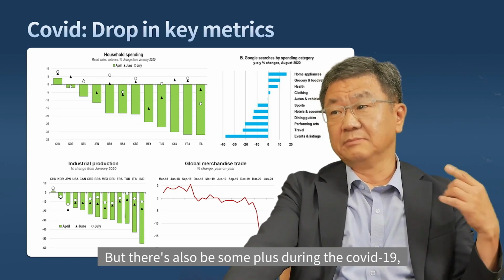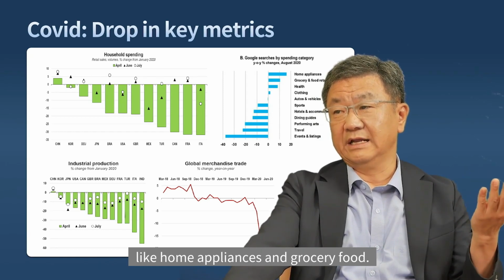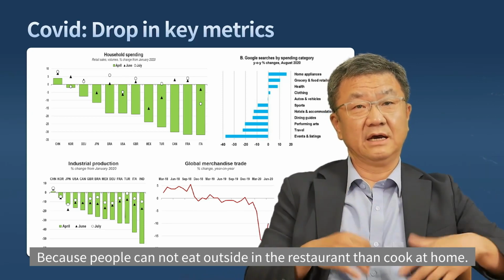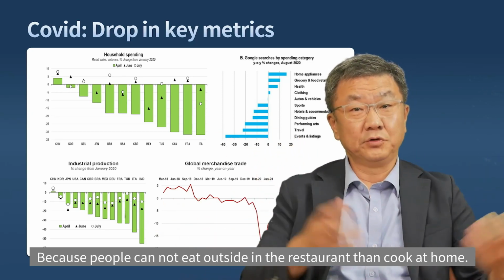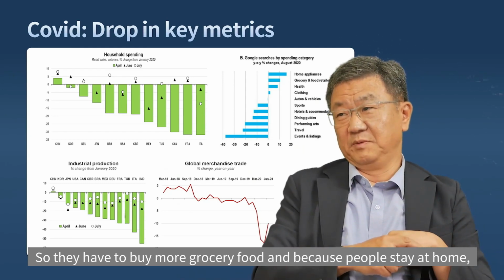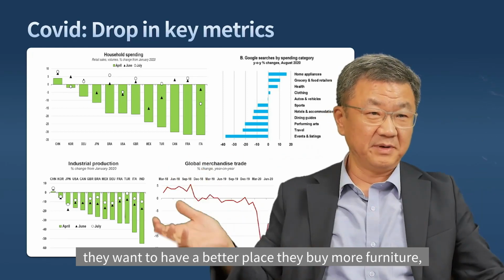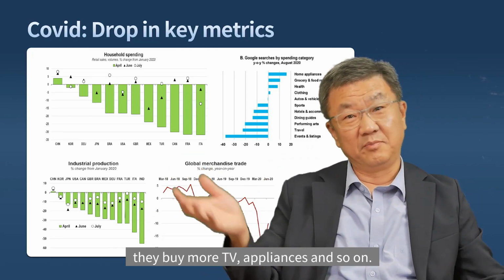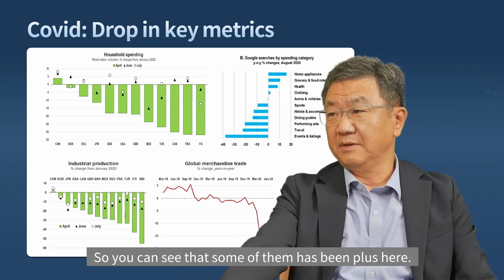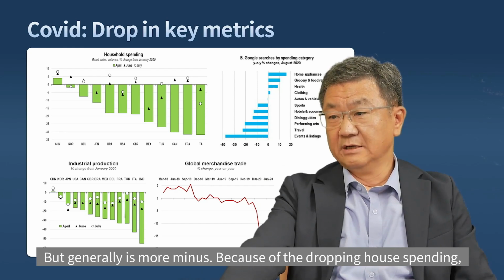But there has also been some plus during the COVID, like home appliances and grocery foods. Because people cannot eat outside in the restaurant, they have to cook at home, so they have to buy more grocery foods. And because people stay more at home, they want to have a better place, they buy more furniture, they buy more TV, appliances, and so on. So you can see that some of them have been plus here. Okay? But generally there's more minus.